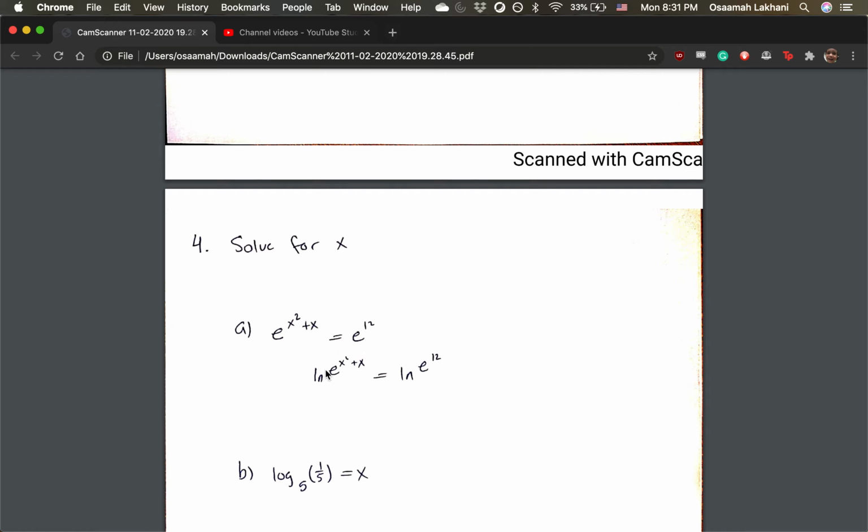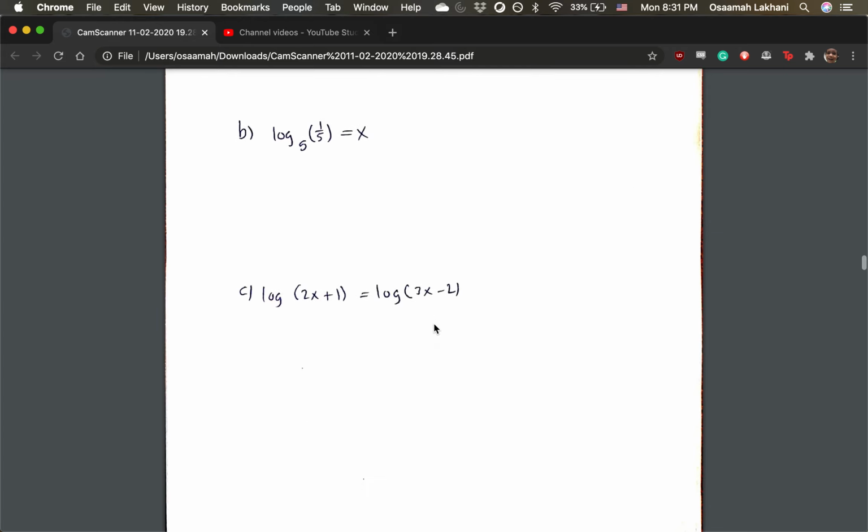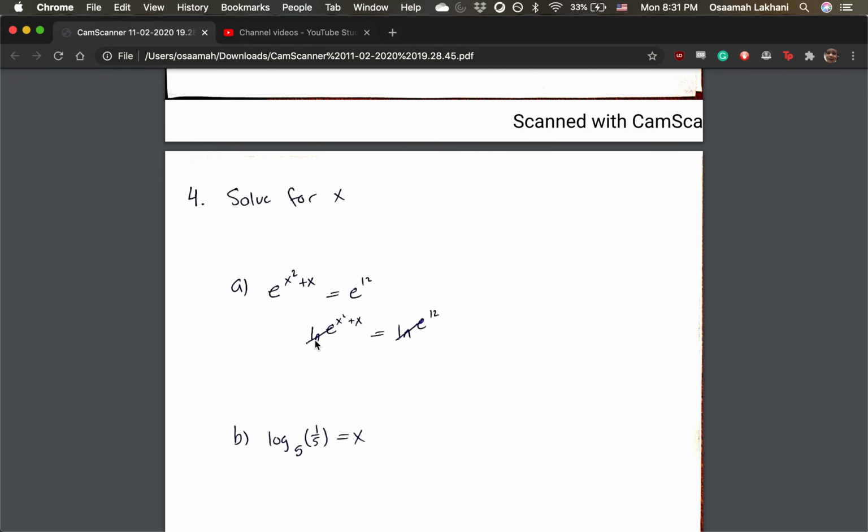e to the 12. So here, if you just take the natural log of each side of the equation, then the natural log and the e's can cancel out, right? So that's a strategic way to work with this. So I took both sides and I took the natural log of them. So it's natural log of e to the x squared plus x, natural log of e to the 12. And so what happens is that I can cancel out the natural logs and e's on both sides.